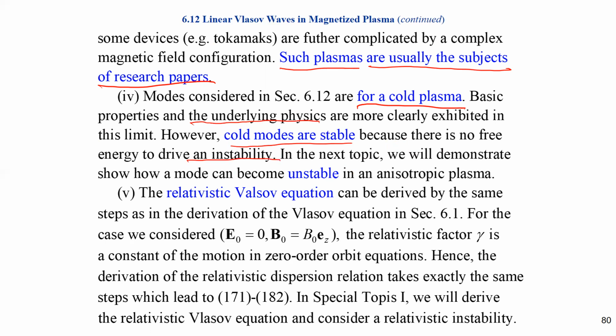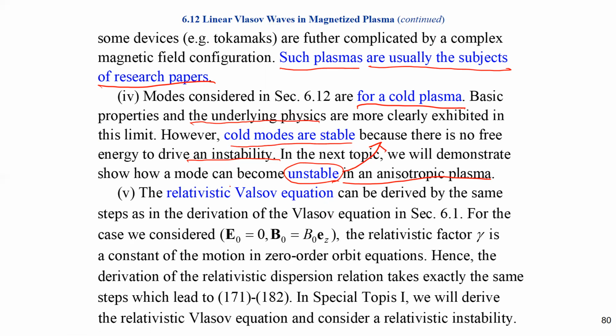根本没有多余的能量啊。In the next topic, we will demonstrate how a mode can become unstable. Instability in an anisotropic plasma. Stable means it does not change in time. Unstable means it will change in time: exponential growing or exponential decay. Normally, we refer to exponential growing. That means unstable.